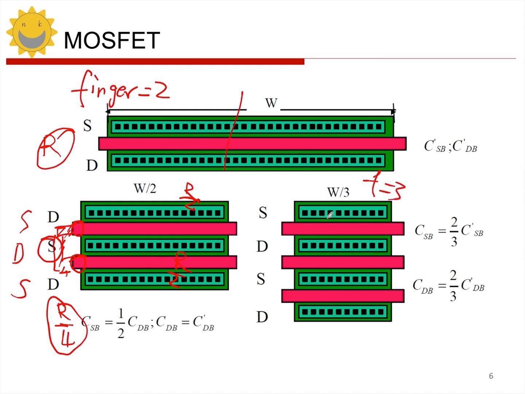Here we have the original source and drain, right? The number of sources and drains is the same, and each segment is now 1/3 of the original. This way, the parasitic of the source and drain becomes 2/3 of what it was, right?